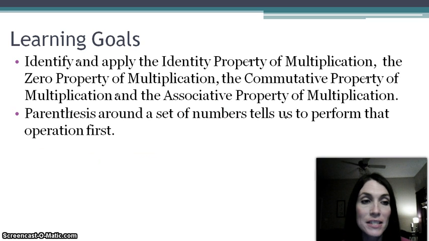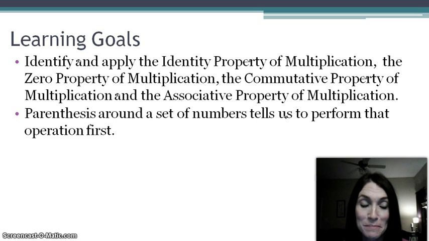Our learning goals for this lesson will be to identify and apply the identity property of multiplication, the zero property of multiplication, the commutative property of multiplication, and the associative property of multiplication. Don't worry, they're not nearly as hard as they sound, and you'll probably be familiar with them once you see some examples.